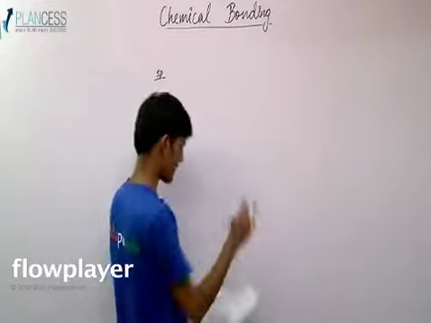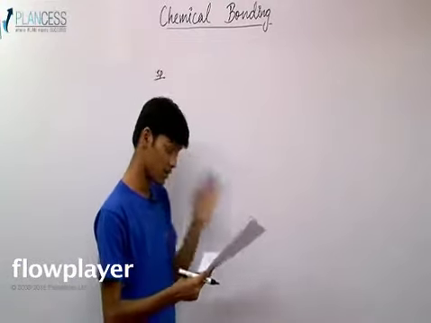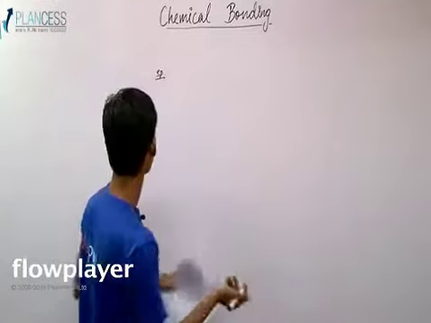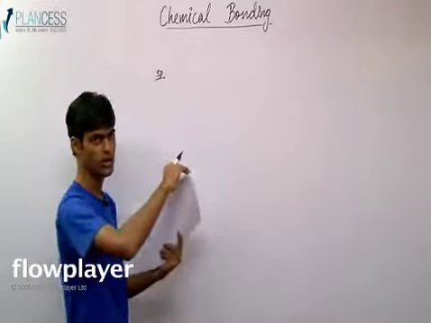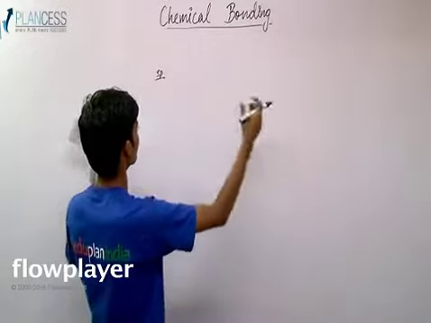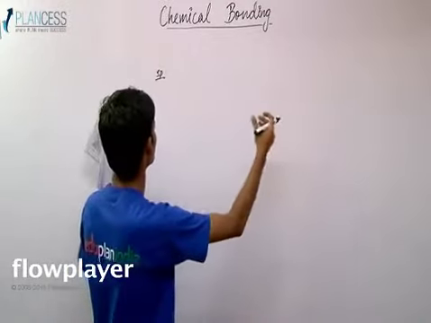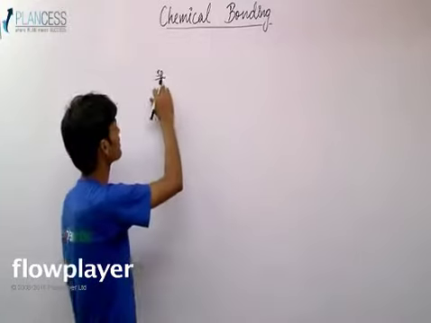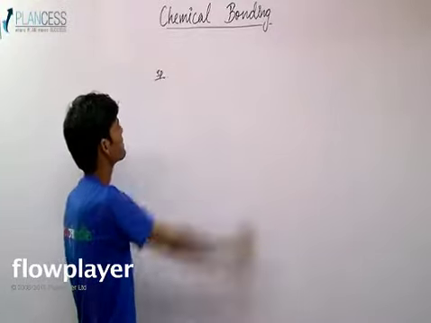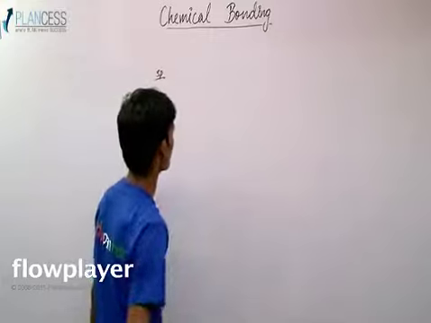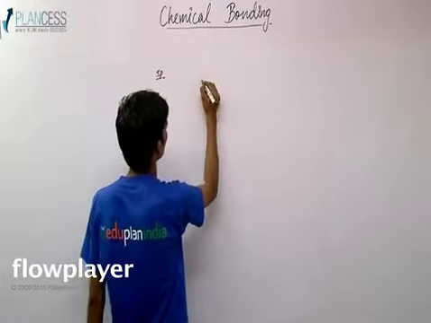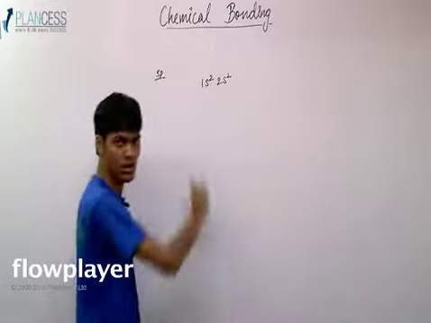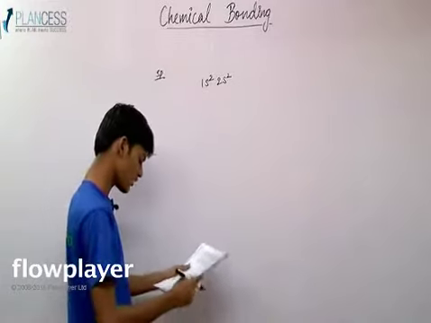What would happen in this case? I will explain it by taking the example of BeCl2. One s orbital and one p orbital of the same valence shell combine to form two sp orbitals, which have 50% s character and 50% p character. In BeCl2, we know the configuration of beryllium is 1s2 2s2, so all the p orbitals are vacant.